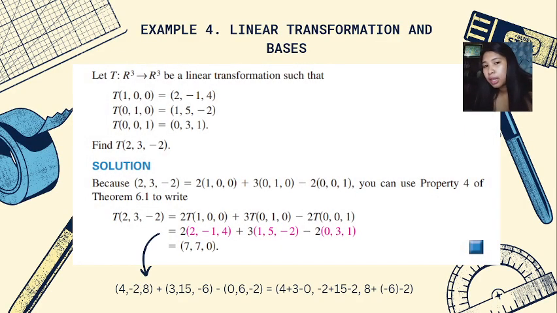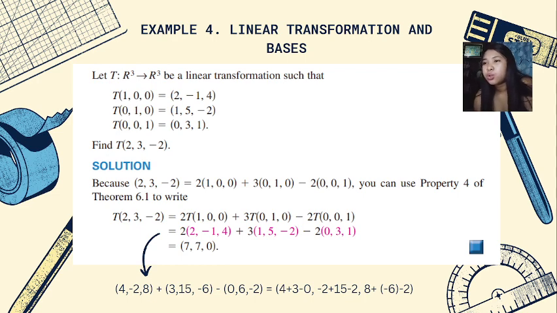Okay, so for our example number 4, the linear transformation and basis. Let T, a linear transformation of R3 into R3, be a transformation such that T(1,0,0) is equal to (2,-1,4), T(0,1,0) is equal to (1,5,-2), and T(0,0,1) is equal to (0,3,1). So we have to find the linear transformation of (2,3,-2). So we have our solution on the screen.